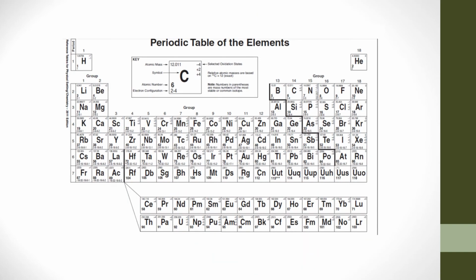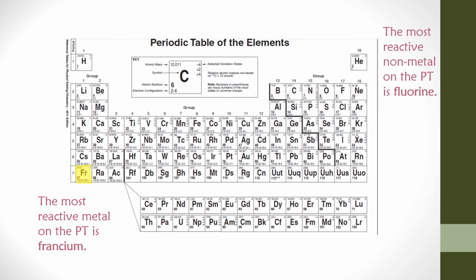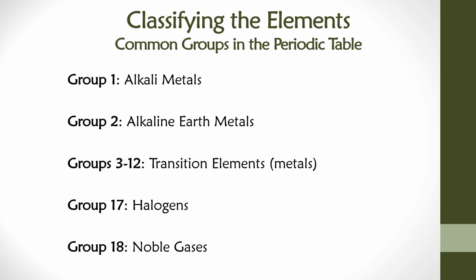Now, another important thing to remember that does come up in some of the questions is that the most reactive metal that we have on the periodic table is francium, which is right here. And the most reactive nonmetal that we have on the periodic table is fluorine, which is right here. So both of them start with an F, but remember francium, Fr, is a metal and fluorine, F, is a nonmetal.